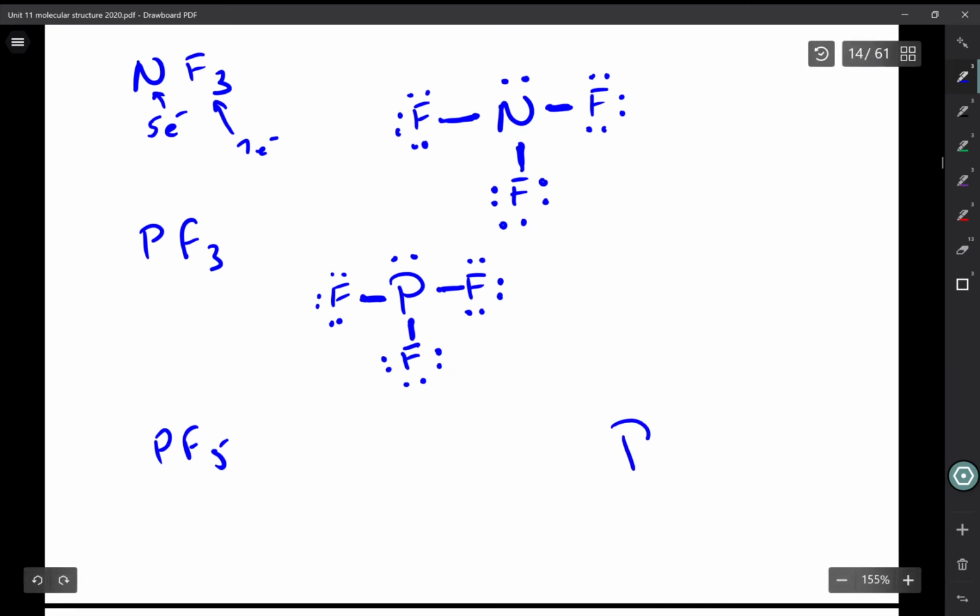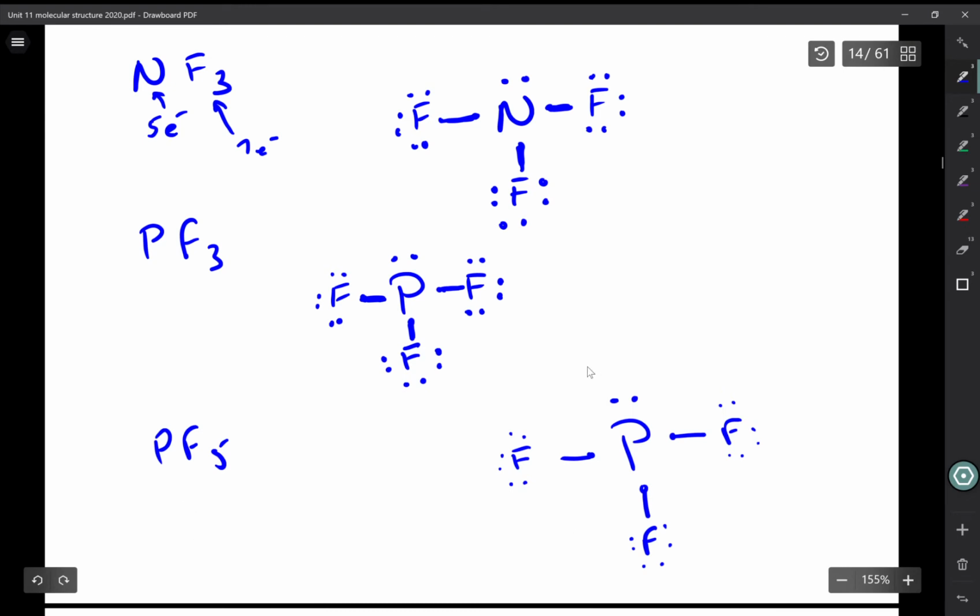Now PF5 goes something like this. So the first 3 fluorines, just like we did above here. All right, so no different than PF3, okay? But now there's just 2 extra fluorines there, so they need some spots.